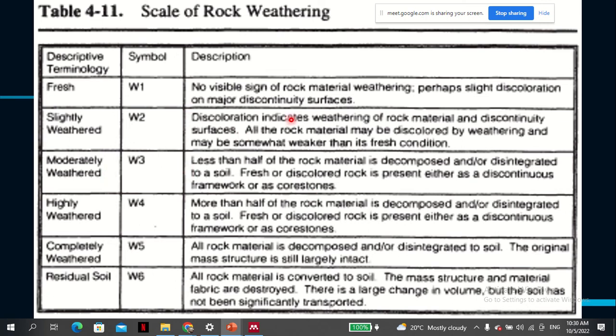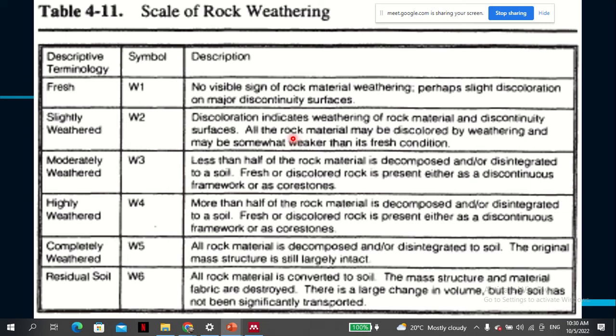Also, you have to assess weathering, because obviously the nature or extent of weathering has something to do with the influence on strength. So fresh, W1: no visible sign of rock material weathering, perhaps slight discoloration on major discontinuity surfaces. Slightly weathered, W2: discoloration indicates weathering of rock material and discontinuity surfaces.